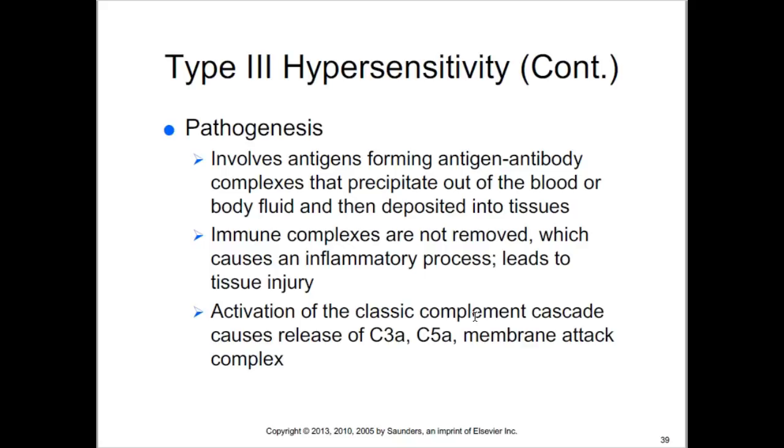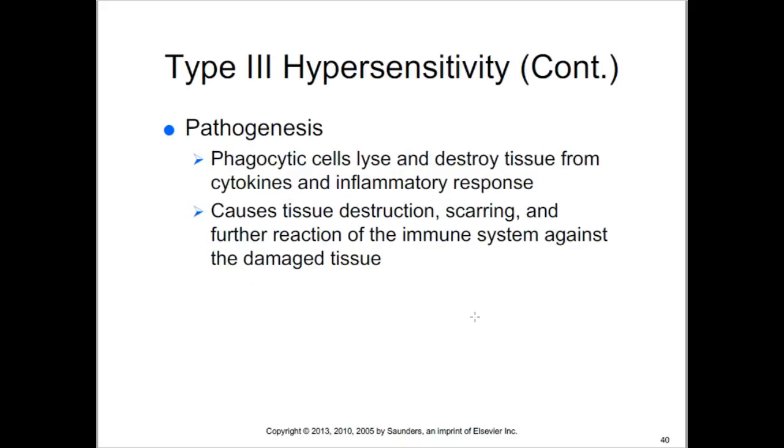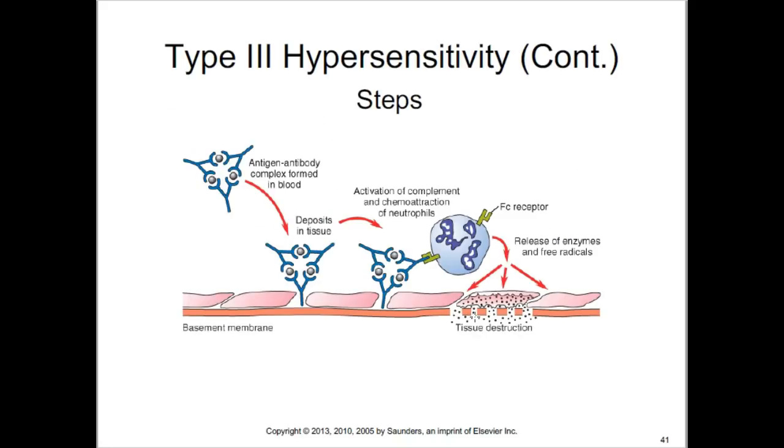They're deposited into the tissues. If the immune complexes are not removed, it causes an inflammatory response leading to that tissue injury. They activate the classic complement cascade, which is something you want to review, and basically is going to attack and destroy cells. So the phagocytic cells are going to die, obviously causing damage to that tissue, scarring of that tissue, and then tissue that is no longer functional in the way that it was before.